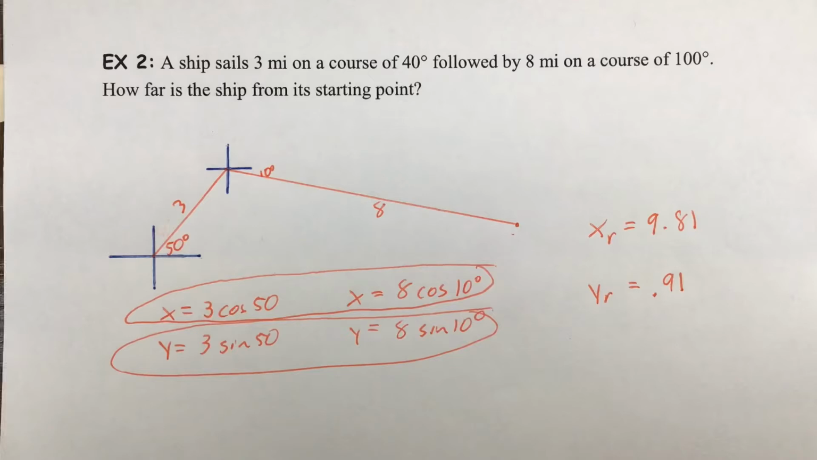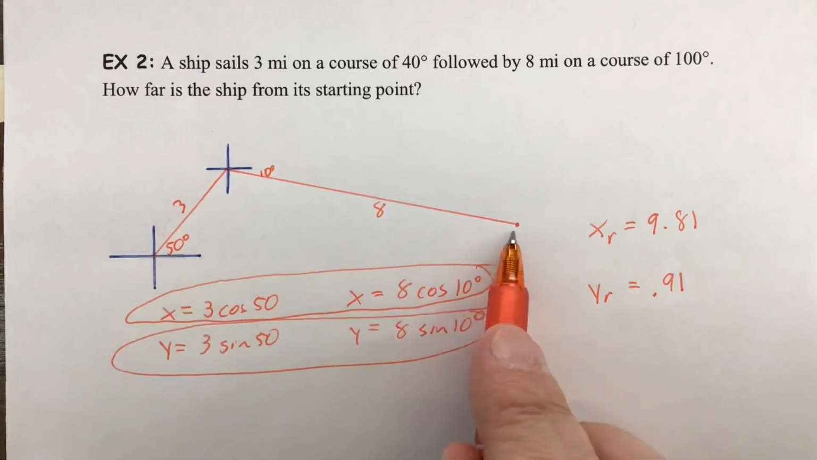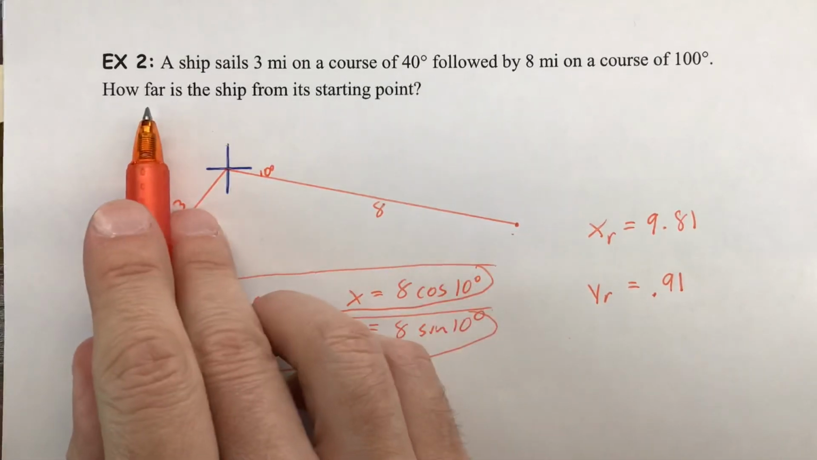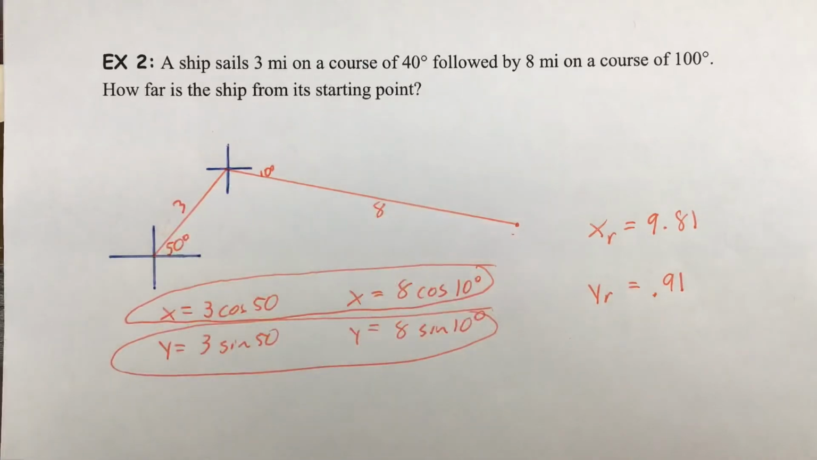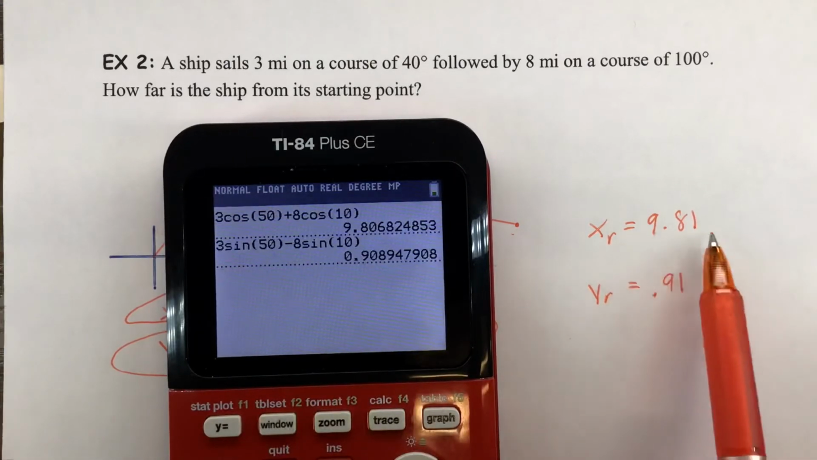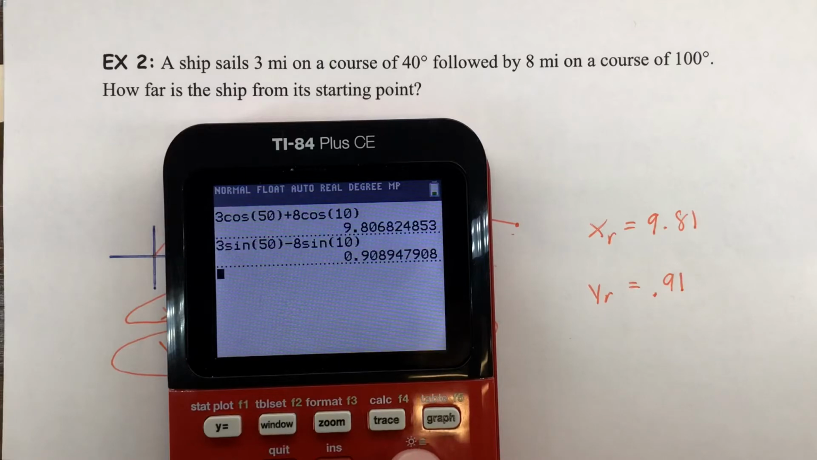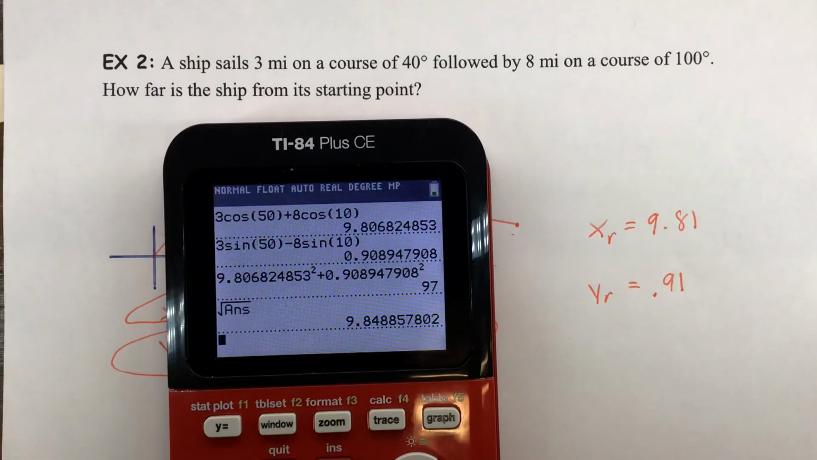All right, so those will be the components of the resultant, which means that if we did Pythagorean theorem with those numbers, we could figure out the distance from here to there, which is ultimately what the question wants. How far is the ship from its starting point? Now, to be as exact as possible, because these are rounded off answers, what I can do is just highlight these, square them, add them together. You get that answer, which is pretty convenient here. You get exactly 97, so we could take the square root of 97, which is going to give us 9.84.